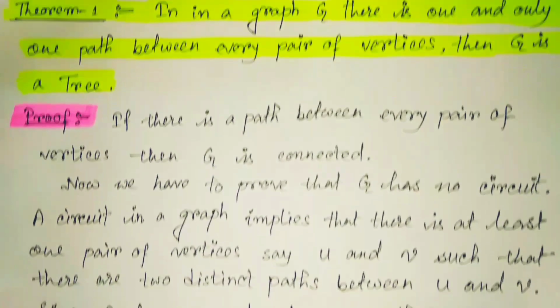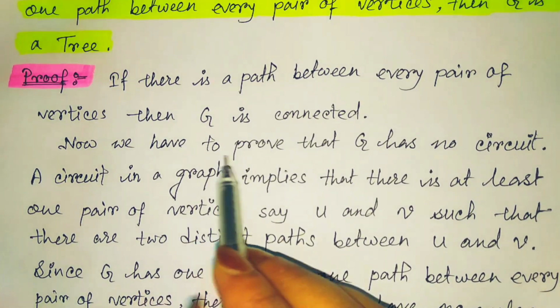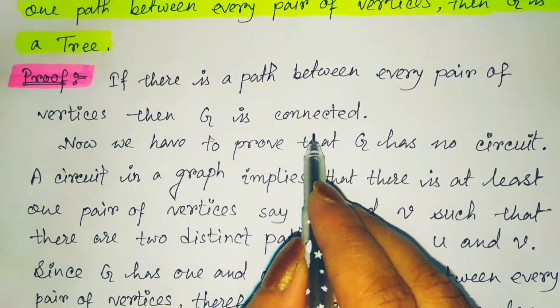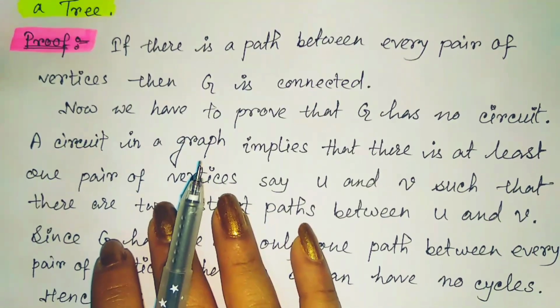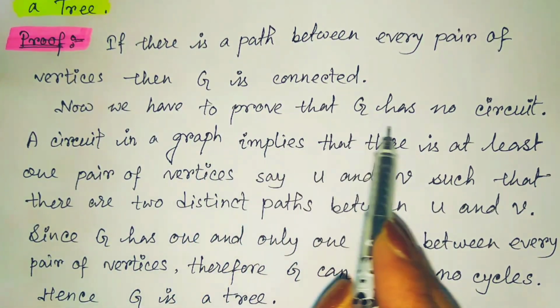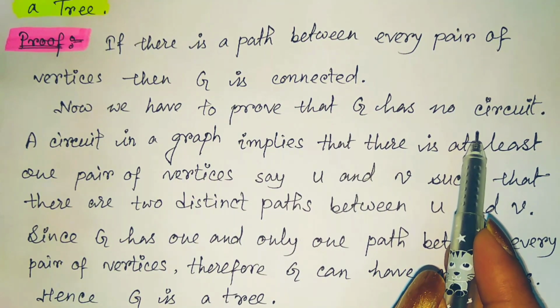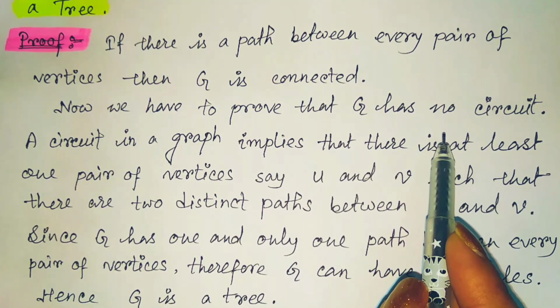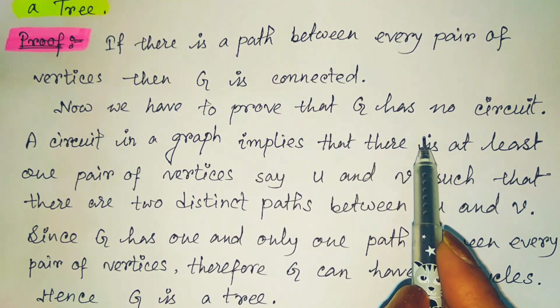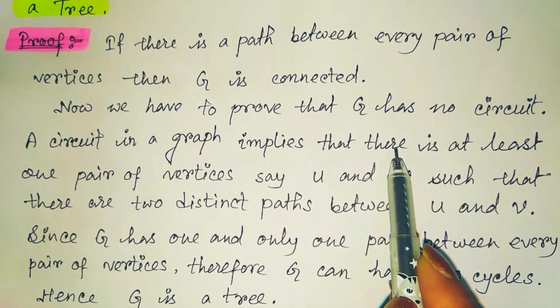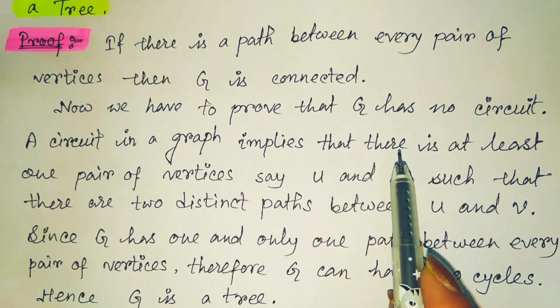So how to prove this one? If there is a path between every pair of vertices, then G is connected. That is very obvious. Now we have to prove that G has no circuit. If we can prove that G has no circuit, then we can prove that in between any two vertices there are not more than one path. If we can prove that in between any two vertices there is exactly one path, then we are done.